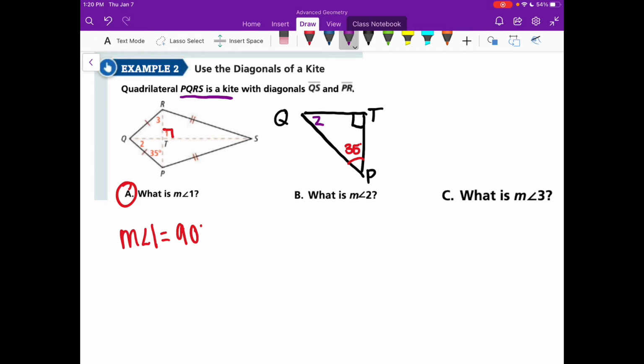Well, since we know 2 out of the 3 angles of the triangle, we can find the missing third angle because we know that all angles have to add to be 180 degrees. So we know the measure of angle 2 plus 35 plus 90 has to equal 180, and we can combine those like terms and subtract, and we can find that the measure of angle 2 is 55 degrees.